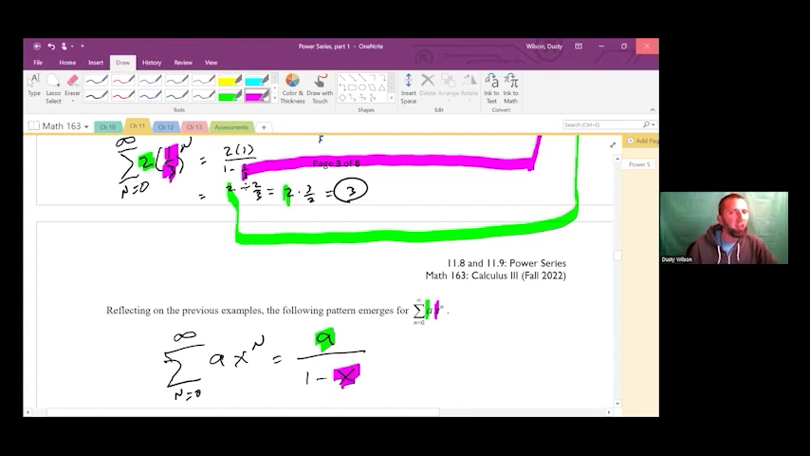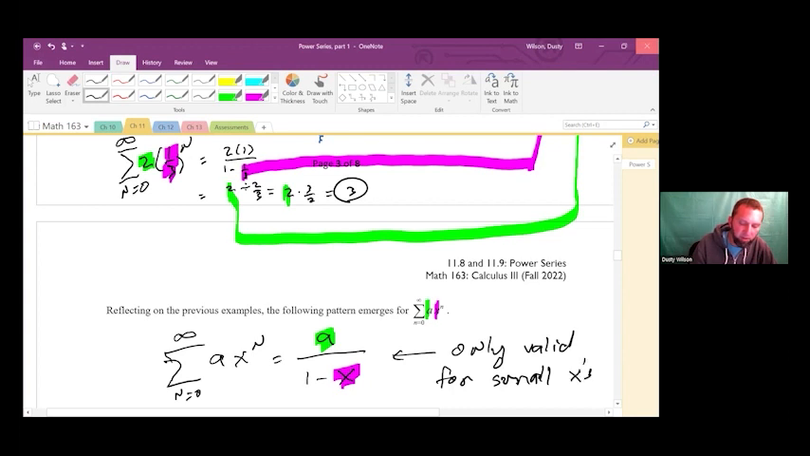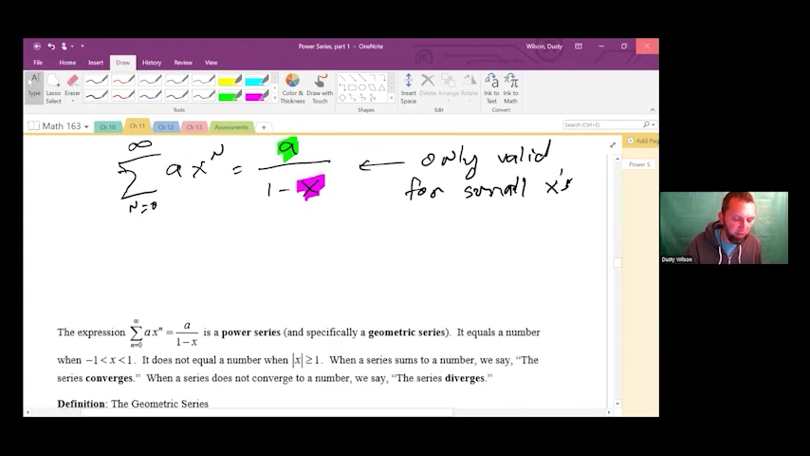Now, thinking back to the example 2, where I had that common ratio, in one case I had a common ratio of 1/3, in another case I had a common ratio of 3, and one of the numbers just blew up, it got really big really fast, and the other got closer and closer to 3. It should be clear that this is not going to be true for all x. So this is going to be only valid for small, whatever small means, x's. So let's keep going forward.